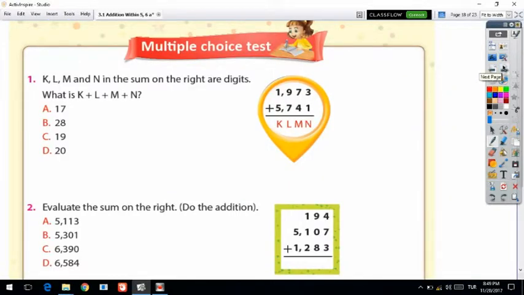We have a multiple choice test. First of all, let's look at question 1. K, L, M, N are the digits in the sum on the right. What is K plus L plus M plus N? First of all, let's add the numbers.